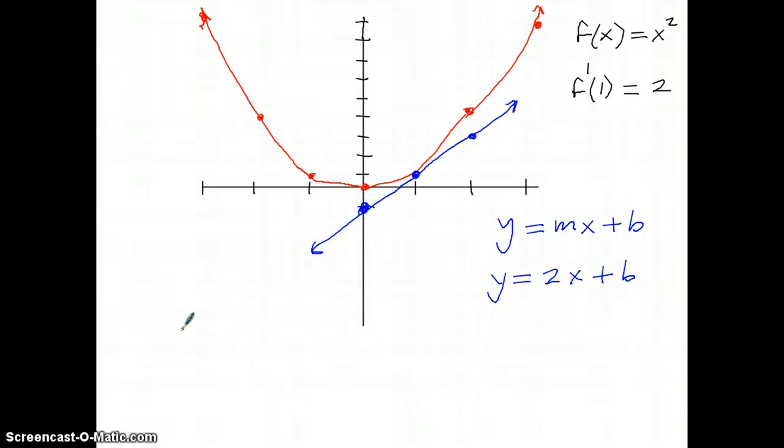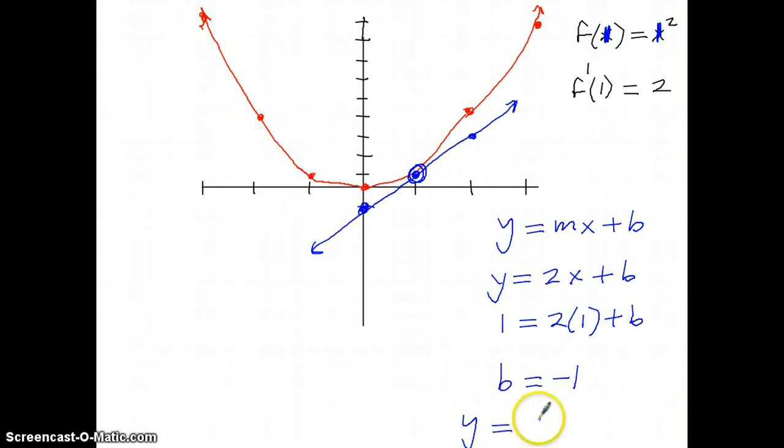But if we wanted to know exactly how to find it algebraically, we would need to plug in an xy point and solve for b. What is an xy point that's on our line? Well, right here. When x is 1, we plug that in, we have 1 to the power 1, which is equal to a 1. So we plug in that point: when x is 1, y is 1. And we solve for b. And that gives us a b value of -1. And so we end up with y equals 2x minus 1 for the equation of our tangent line.